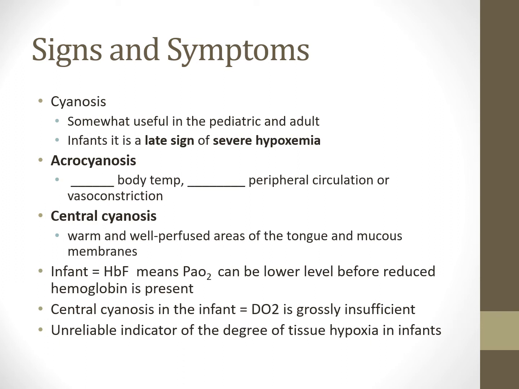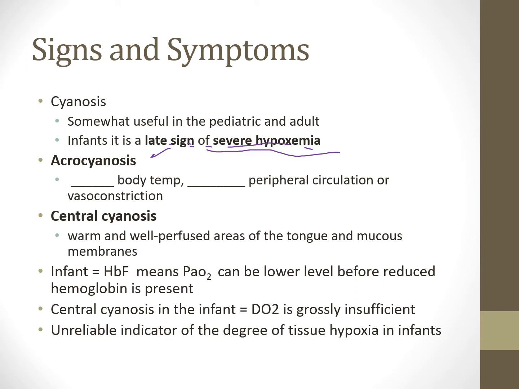Cyanosis is somewhat useful in pediatric and adult patients. We can see it in pediatrics and adults, but in infants, it is a late sign. Notice this is something I just said a little bit ago and repeated. A late sign of severe hypoxemia. So if you see a kid post-delivery that's cyanotic, then you need to be careful. That's something that has been going on for quite a while.